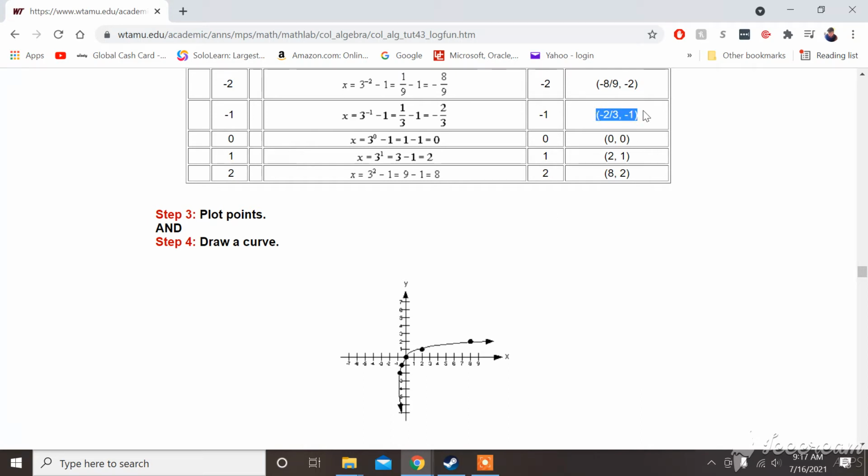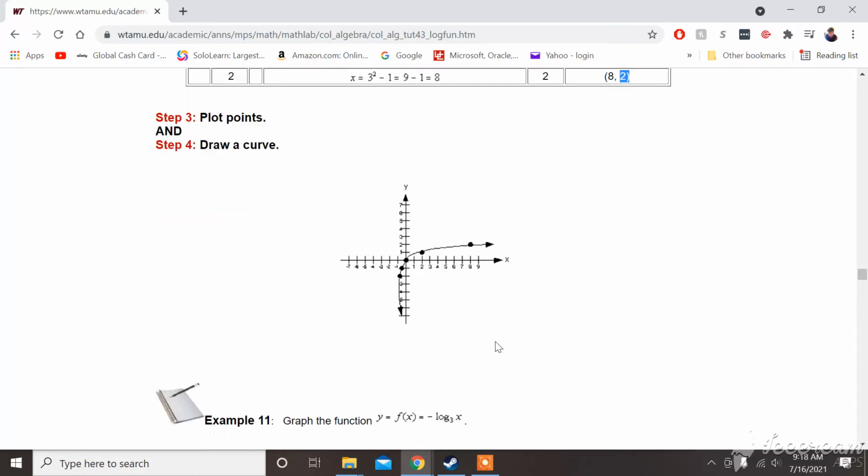Alright, and speed up, negative 2 over 3, that'll be right here, and then negative 1, that'll be right here. And next is 0, 0, x, 0, y, and next is 2, 1, and it's right here. And next is 8 for x, and 2 is y, and 8 is right here, and 2 is y right here. And bam, it looks like this. Okay, next one.